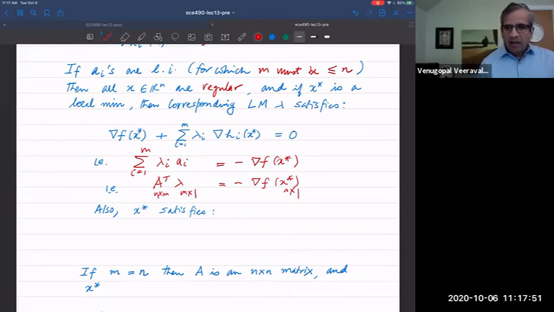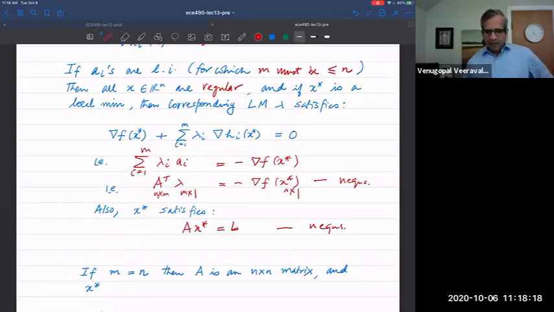Okay, so this is a set of n equations, right? And then we also know that x star satisfies the constraint. So what is that? A x star must equal b. And this gives me m equations.